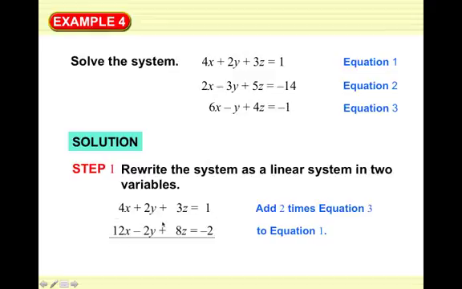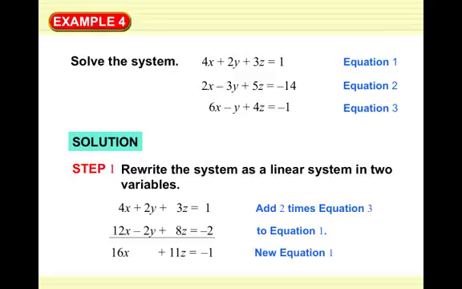So let's add these together. And so we're going to get 16x, the y's cancel out, plus 11y equals negative 1. So that's your new equation 1. To indicate that it's a new equation 1, I usually put a 1 star there, and I put that in a little circle. So I've labeled it as equation 1, and I know it's the new one because it's got the star.